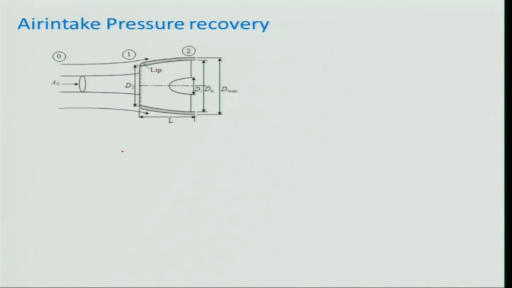So, let us look at air intake pressure recovery. This is an air intake, and these are the lips, in which the air will be entering into the air intake. If you look, there is a divergence of the streamlines. What does it indicate? There is a divergence here, it is diverging. What does it indicate?